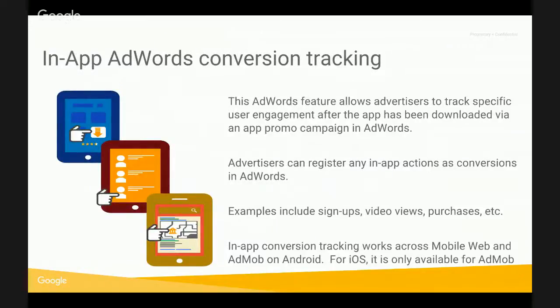So we have in-app AdWords conversion tracking, and this AdWords feature allows advertisers to track specific user engagement after the app has been downloaded via an app promo campaign in AdWords. Advertisers can actually register any in-app actions as conversions in AdWords. Examples would include signups, video views, purchases, and so on. The in-app conversion tracking works across mobile web and AdMob on Android. For iOS, it's only available for AdMob.